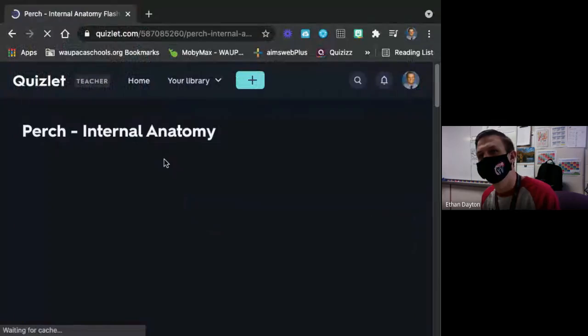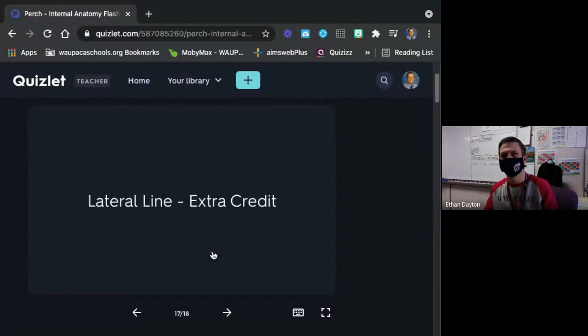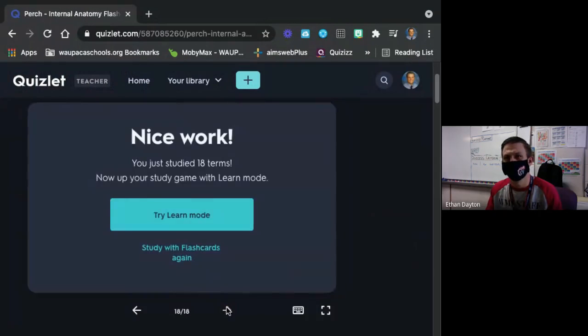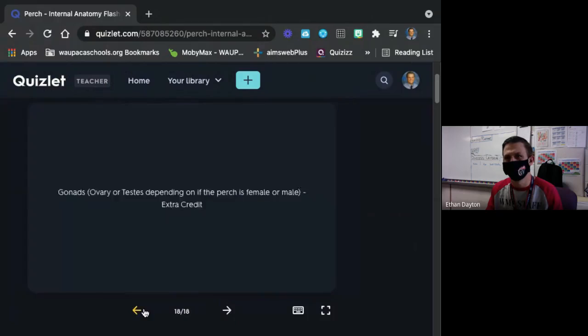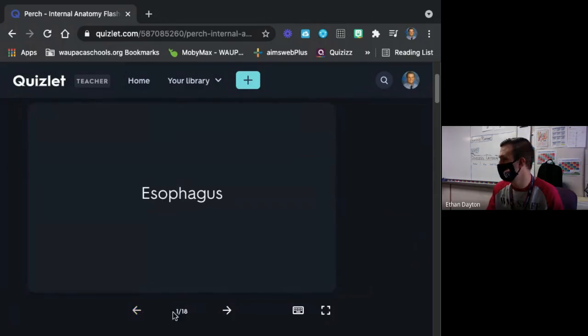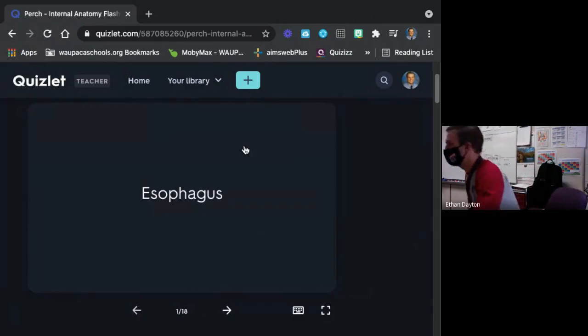So here we go. Perch. This quiz will be on the internal anatomy and external anatomy. If you want to write down the names of the fins, that is extra credit. It shouldn't be easy, but we definitely went over the fins a number of times. I'm going to go over this together. I want you to have your study guide out right now. Everybody have your study guide, please. You have 30 seconds to get that out. Ready? Go.